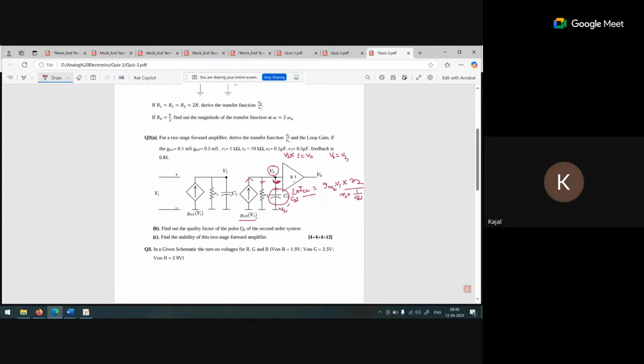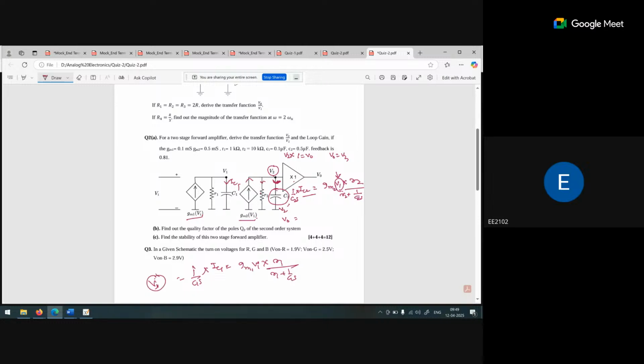Clear? Now V2 is V naught, and here we are getting the term of V1. Now we can calculate the value of V1. V1 is this voltage. So first of all we calculate the current IC1. What is IC1? GM1 V1, that is Vi into R1 upon R1 plus 1 by C1S. If I multiply this with 1 by C1S, we get the V1 voltage.